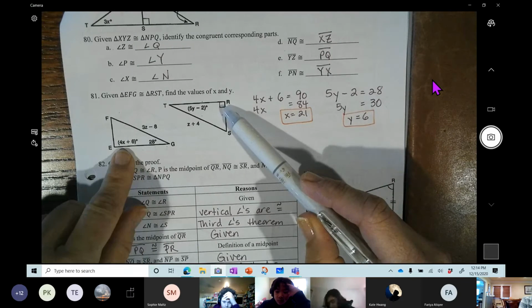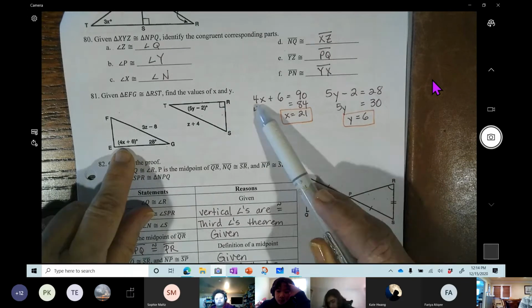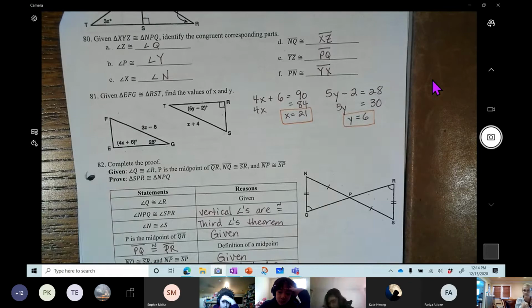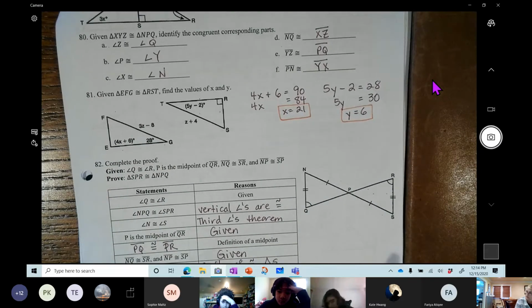That's 90 degrees. So I wrote 4x plus 6 equals 90, and I solved for x. And then this other small angle here is congruent to this one here, because if they were in the same direction, they would correspond. So I wrote 5y minus 2 equals 28, and I got y equals 6. Again, if you have a question, unmute yourself or pop your hand up. Okay, now 82.